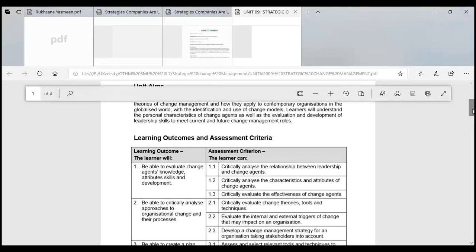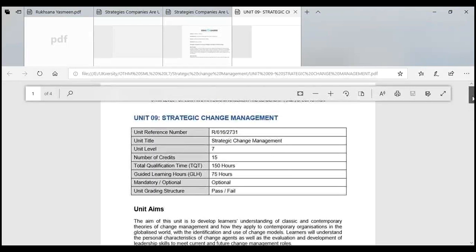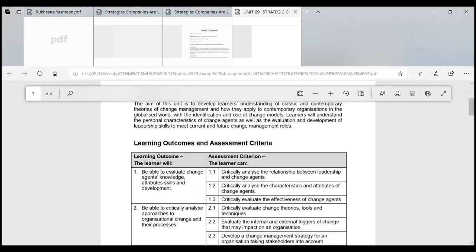Okay, welcome everyone. We'll start our second lesson on Unit 9, Strategic Change Management. Before that, we first need to recap a bit what we learned during our first lesson.